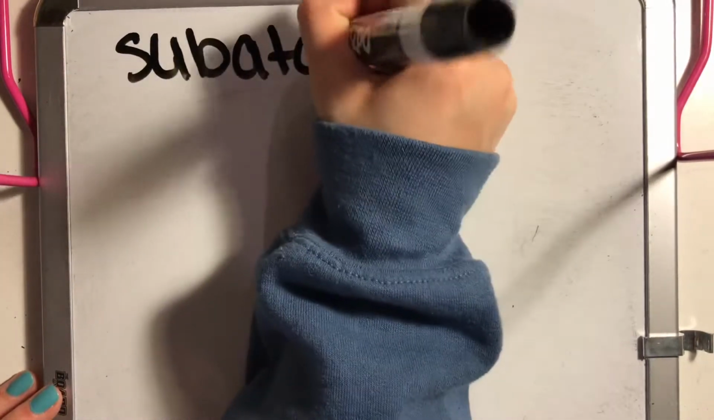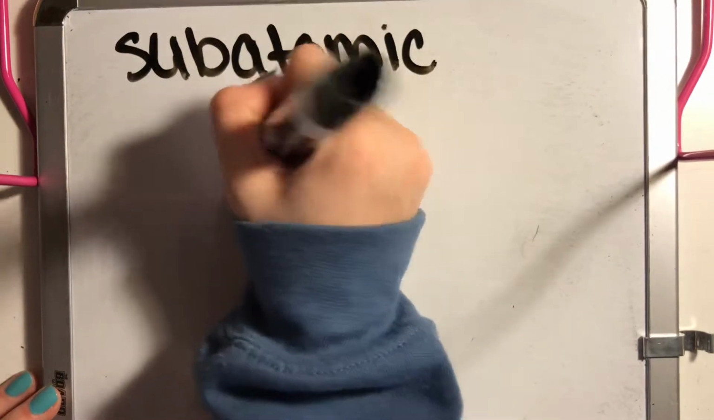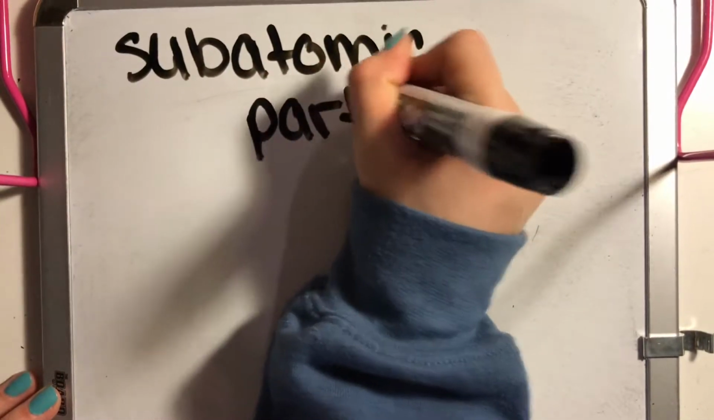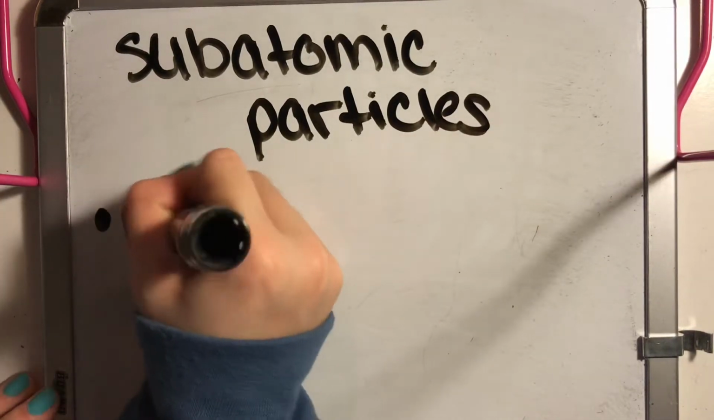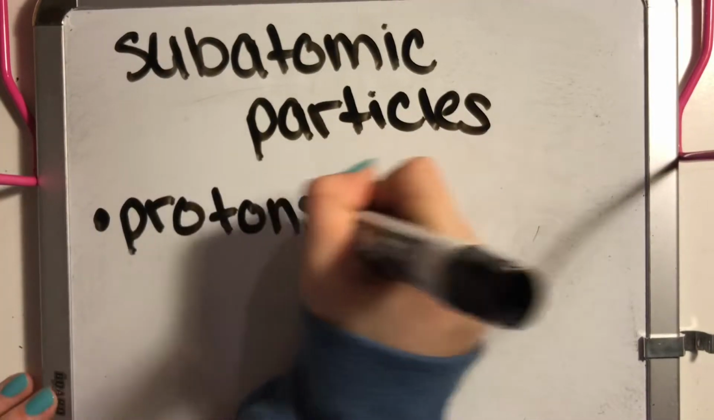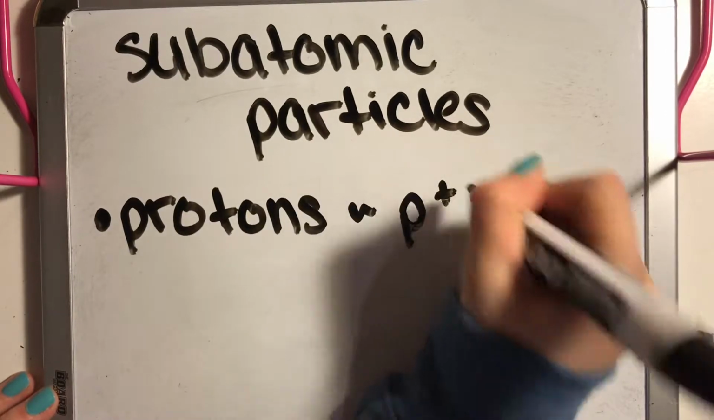First, I will start out with what are subatomic particles. There are 3 of them. Protons, which are positively charged, neutrons, which have a neutral charge, and electrons, which have a negative charge.